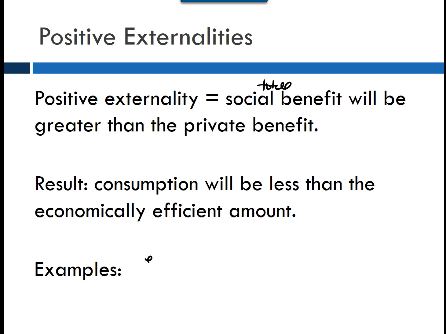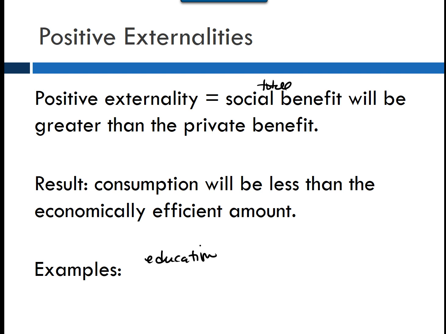Examples: they do education in there. The more educated society is, you might factor in your decision to get a college education or not based on just your private benefit versus the cost. So here's the cost of going to school versus the benefit to me, which is probably going to be higher wages in the future. But other people benefit from that as well.